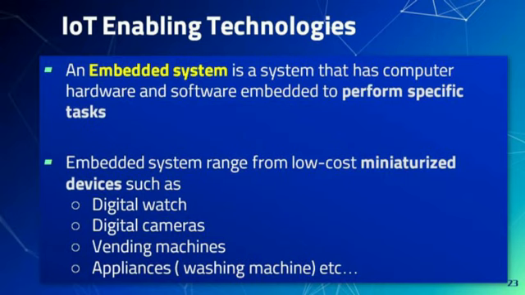We are using digital watches, digital cameras, vending machines, and appliances such as washing machines and microwave ovens. All these things are embedded systems where we have hardware as well as software. Both hardware and software are bundled together to perform a specific task, that is called an embedded system.